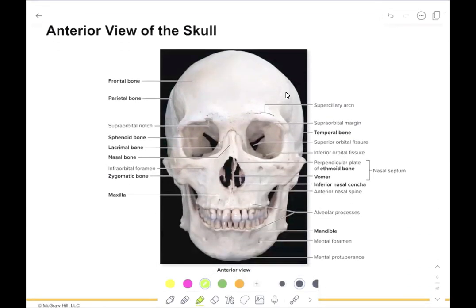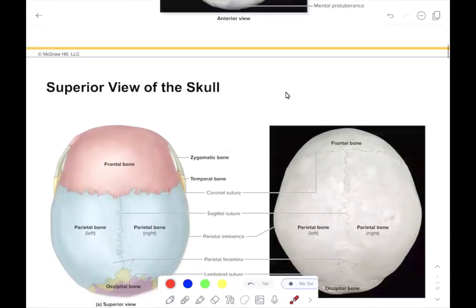This is showing another anterior view of the skull, but it's an image of a model. So I'll go through here and highlight the bones, which are in bold-faced for you. And some of the parts of those bones, again, would be the same thing. Infraorbital foramen, the perpendicular plate of the ethmoid, alveolar processes, as well as the mental foramen. And specifically, there's a blood vessel that comes through the mental foramen. So it could either be nerves or it could be blood vessels.